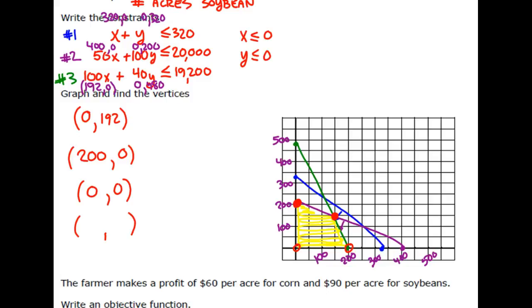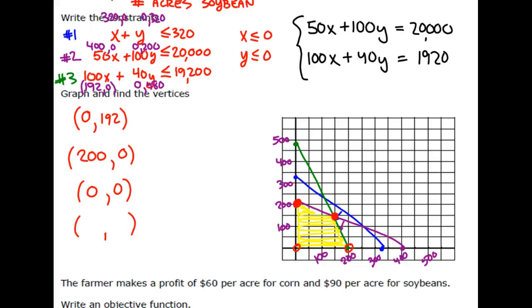Okay. How do I find that one? Anybody know? A lot of people just kind of look at the graph and just ballpark it. But that's not going to be accurate enough. So how do we find the intersecting point of two lines? Oh, I know. Put them into a system of equations and solve for x and y. So that would be the purple line and the green line. So that's going to be the ones with the big coefficients. So 50x plus 100y equals, we'll just make it equals because I want to know the intersection, 20,000. The other one is 100x plus 40y equals 19,200. Nice. One extra zero there, Mr. B. Okay, there we go.